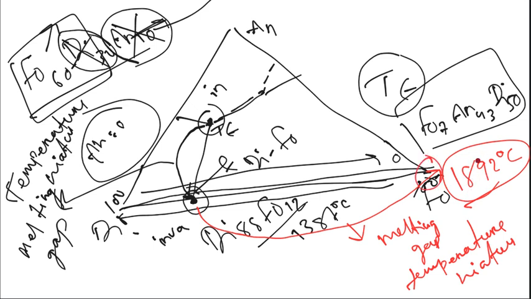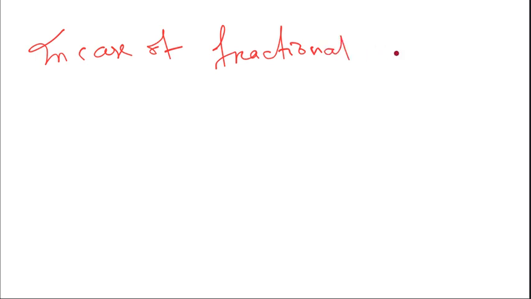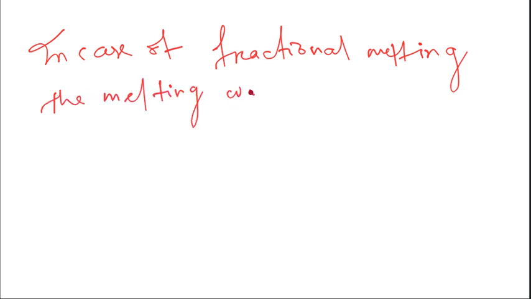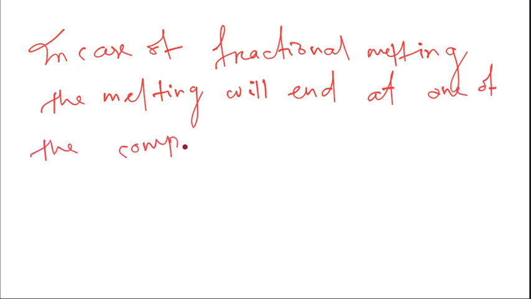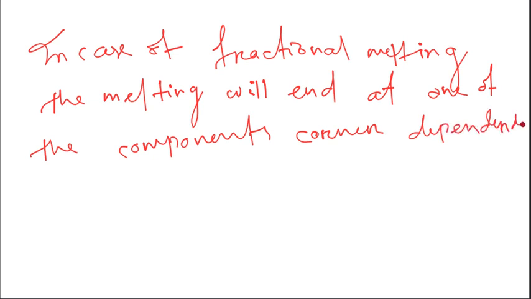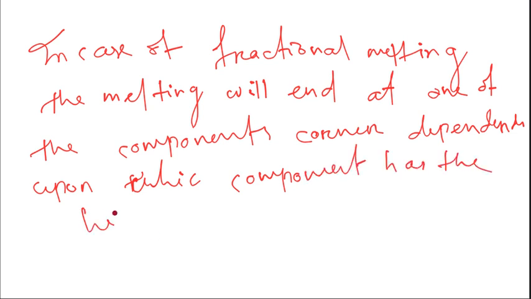that is 1892 degrees Celsius. So in case of fractional melting, the melting will end at one of the components corner, depending upon which component has the highest composition.